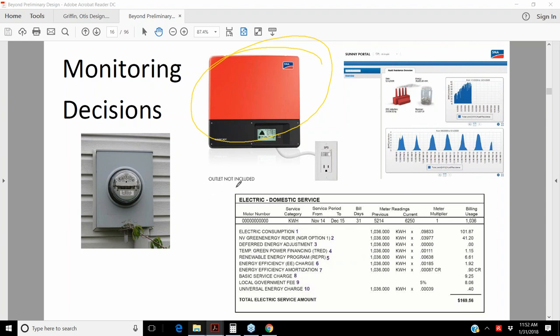Well, here is an example of an electric bill of a customer who was on a voluntary green energy plan. And you can see it's the Nevada Green Energy Rider, and this customer has consumed 1,036 kilowatt hours of electricity. Let me see if I can zoom in on this.